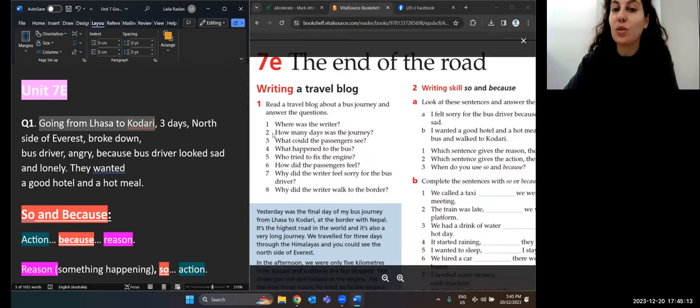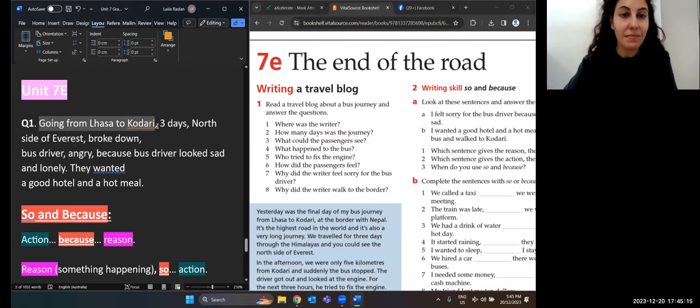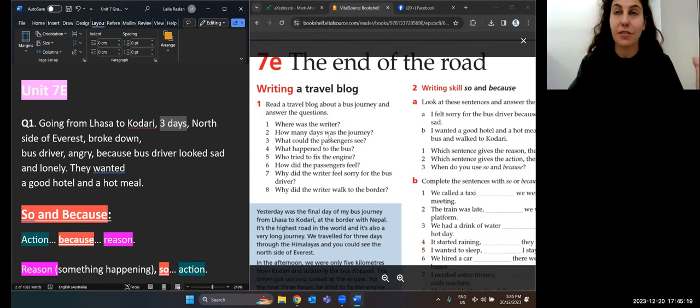How many days was the journey? 3 days, yep. So make sure you're looking at all your verbs. That's a past verb, was, because the action is not happening now. So how many days was the journey? Where was the writer? And if you notice all these questions, they start with the W's or with the how. So just take notice of that. That's how we make a question. We can use a W question: what, where, when, why, who, or how many, how did.